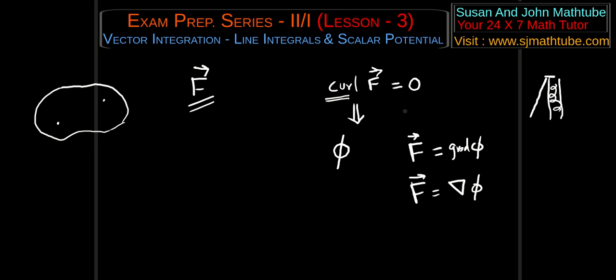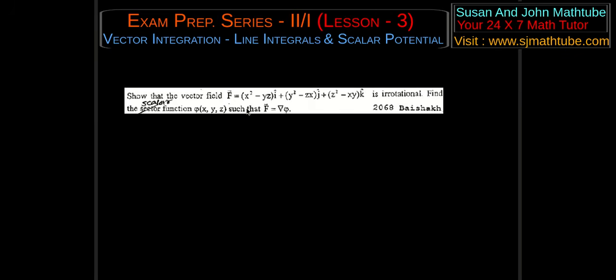And they will ask you to find the scalar potential. I'll repeat, they will ask you to find the scalar potential. That means you have to find the value of phi. And that is exactly what we are going to learn now. So let's check out some past year's question paper. So let's start with this question.